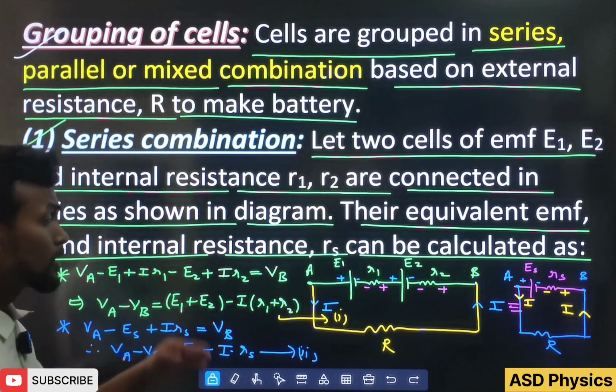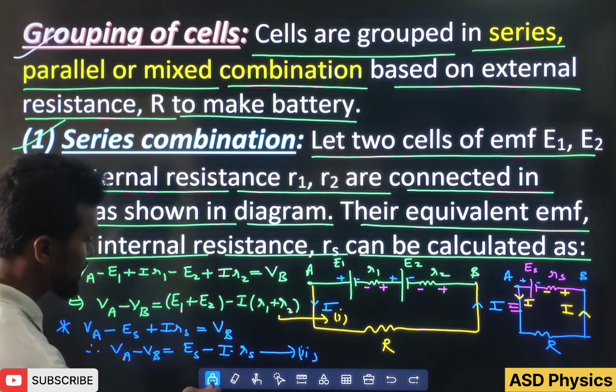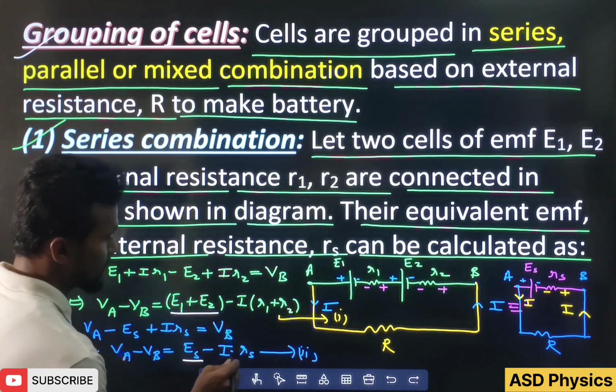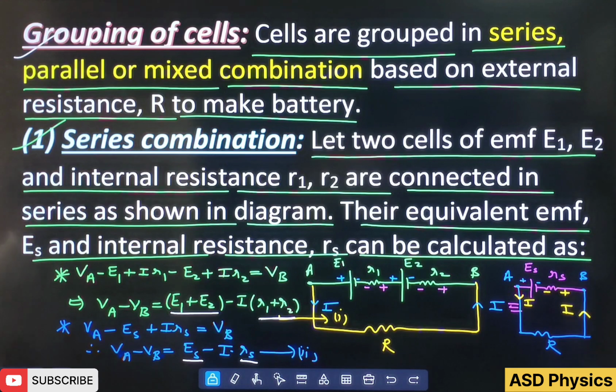Now I will compare both equations on the right side. You can see very well here, this is ES, this is E1 plus E2, this is RS, this is R1 plus R2. So that we are going to write in the next one.